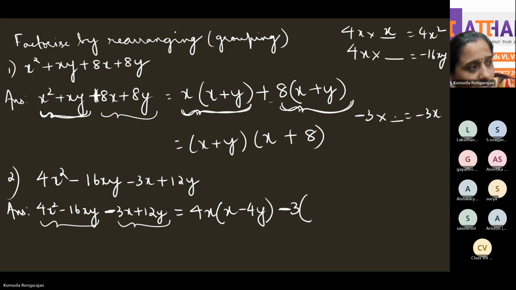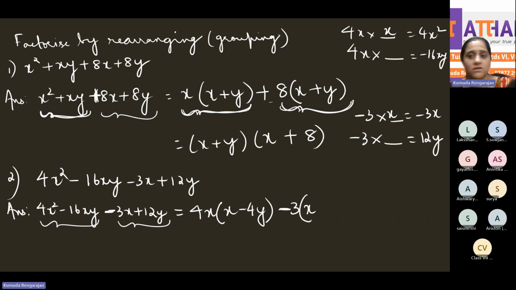Somebody said that? X. Yes, this is Aishwarya. I said X. Yeah, correct. Now again, minus 3 into what will give you the fourth term, 12y? Minus 4. Yeah, minus, because minus into minus is plus, 3 fours are 12y, minus 4y.